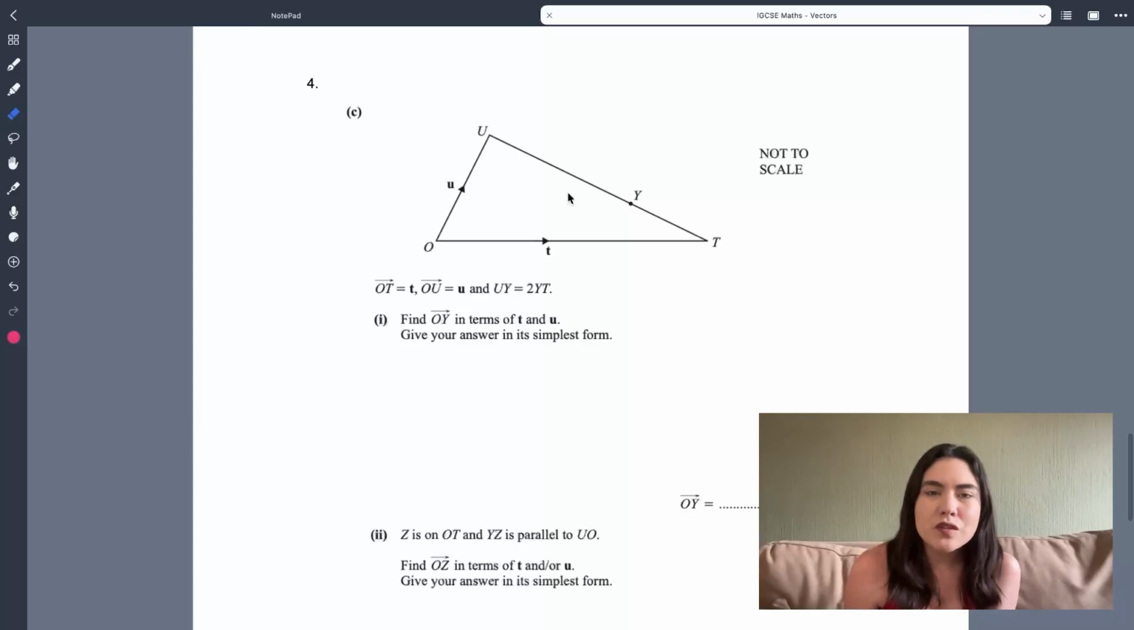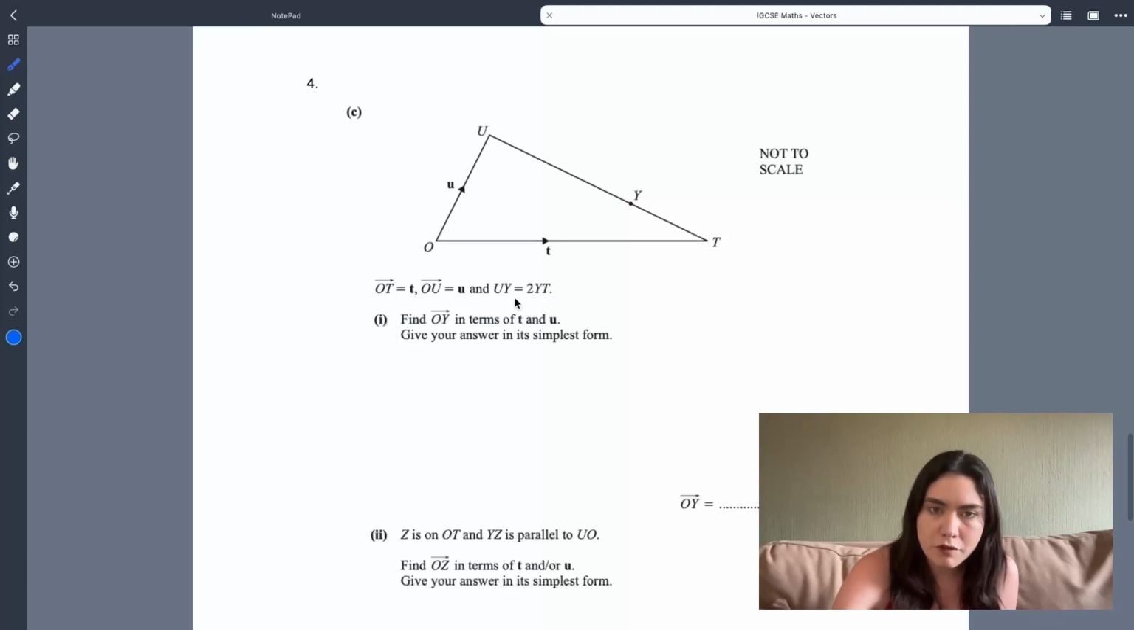All right, so with question 4, we are looking at a triangle. This time it is not a parallelogram, so slightly different, but we still approach it in the same way. So let's first investigate before we attempt any of the questions. We've got OT is T, OU is U, checking and making note of the direction of OT and OU. And we know that UY is equal to 2 of YT.